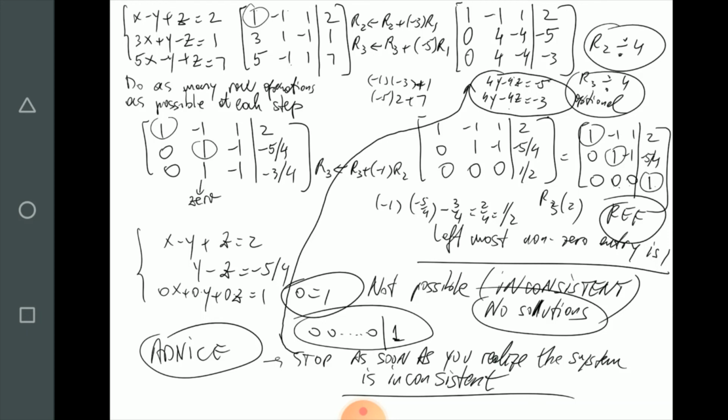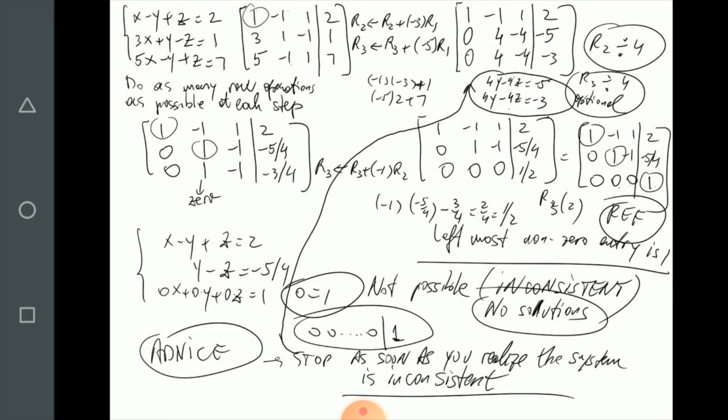So as soon as you realize that the system is inconsistent, you don't have to proceed with the row echelon form, unless the problem specifically says, here's a matrix, find the row echelon form. If the goal is to solve a system, we obviously stop as soon as we know it's inconsistent.